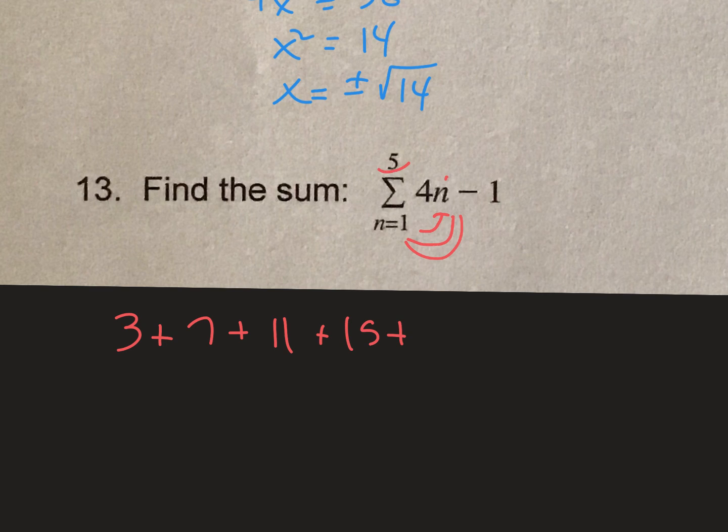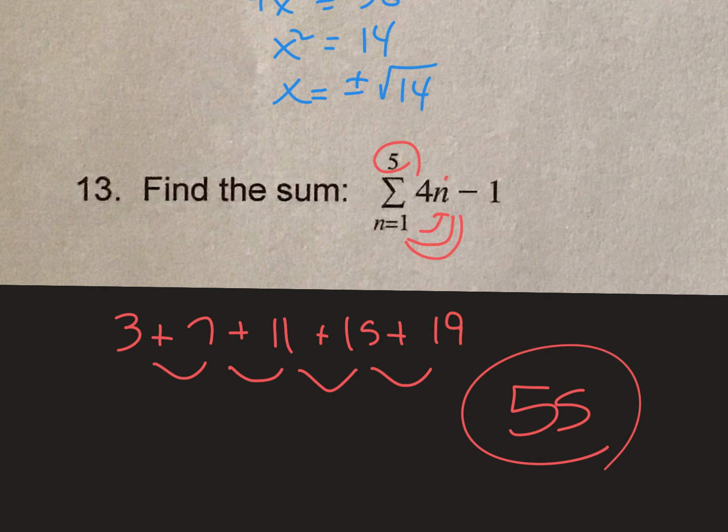And lastly, when you get to the top, you stop. 4 times 5 is 20, minus 1 is 19. Then you just add them up. Let's see, 3 plus 7 is 10. That'd be 21, 36, 55. There it is, 55. All right, guys, that's your test, or practice test anyway.